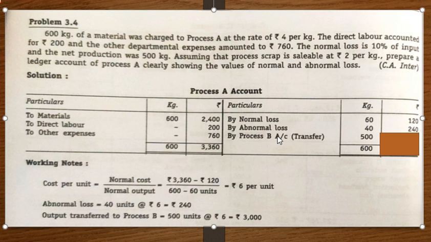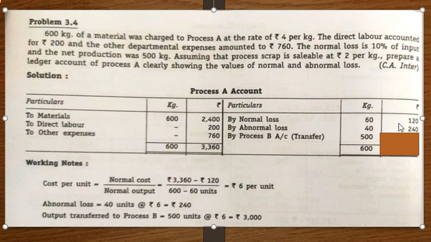So there's a formula to find out abnormal loss. The abnormal loss formula, for abnormal gain and for abnormal loss, the formula is the same. So the formula is total cost minus value of normal loss divided by input minus normal loss units. So what is your total cost? Your total cost is the total of your input and the expenses you spend for this process A, which is 2400, 200 and 760. So when you add up this total cost, you'll get 3360 minus normal loss value.